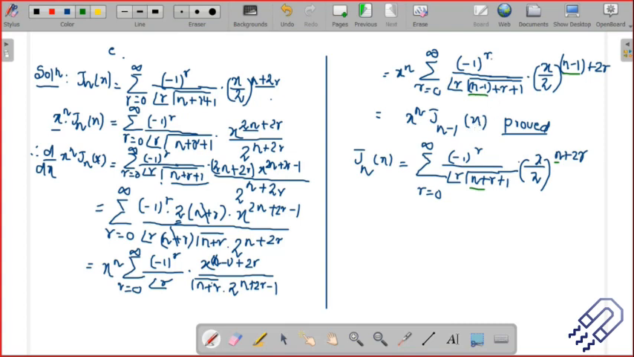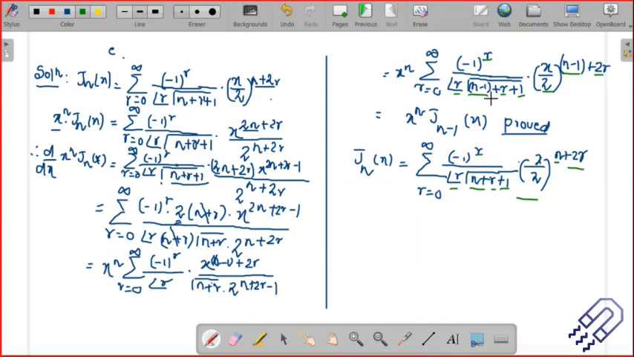What about r? r is here, r is here, it's the same. There is a 1, there is a 1, no problem. x by 2, x by 2, no problem. 2r, 2r, no problem. Everything else remains the same, only n is replaced with n minus 1.